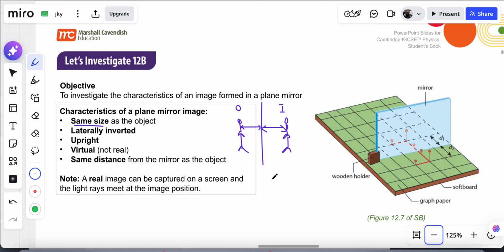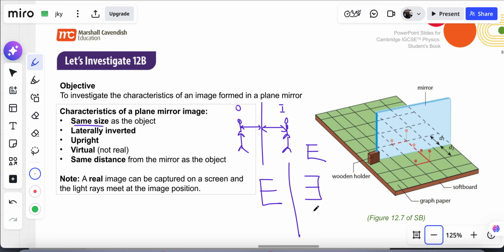For example, if this is letter E and this is the mirror, the image will be like this. They used to ask this in multiple choice, how the image will look. The image will also be looking back at the mirror. Not E the way it was originally. No, it will be facing back at the mirror. So this is the meaning of lateral inversion. The image in a plane mirror is laterally inverted.